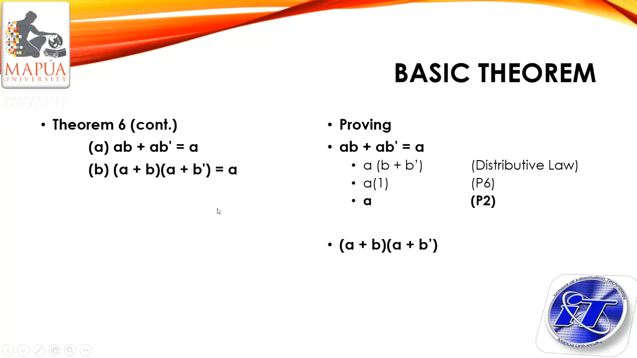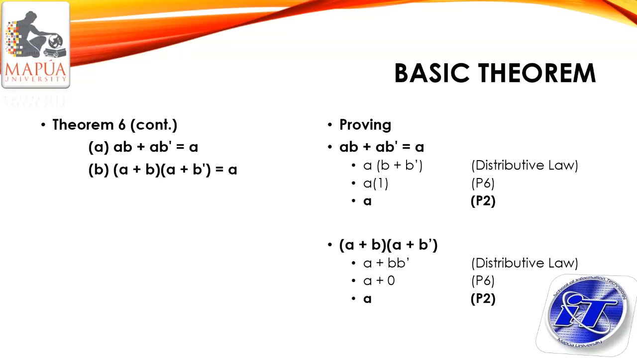How about form B? We could implement the distributive law. Since we have a common variable here, which is A, we're just going to have the common term A plus the other variables under the AND operation. So we have A plus BB not using distributive law. And we all know that BB not, based on postulate number 6, is equivalent to 0. And anything ORed to 0 is equivalent to itself based on postulate 2. So therefore, it's equivalent to A, which is the same as the right side of our equation.